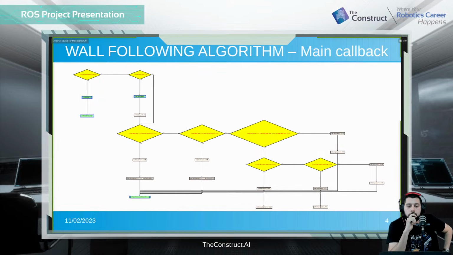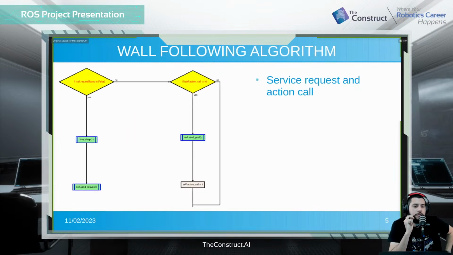So yeah, this is very small to read, but this is the whole logic program of the wall following patch program. In the wall following algorithm, at first we check whether the location server has already done its service or not. If not, it sends a request.